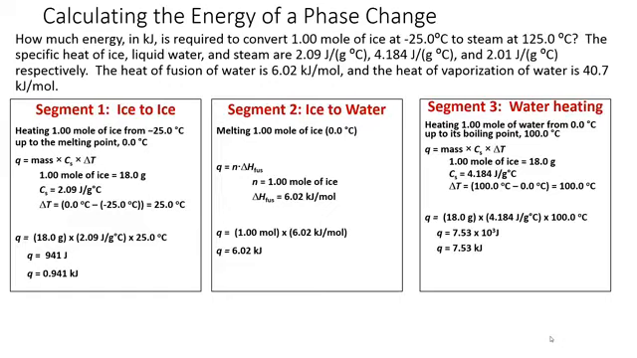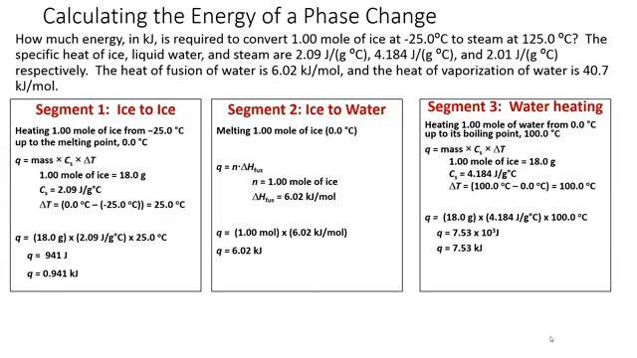Because there is an increase in temperature here, we will use the Q equals mc delta T equation. For 1 mole of ice, we must convert to grams, and the molar mass of water is 18, so 1 mole of ice is 18.0 grams of ice.